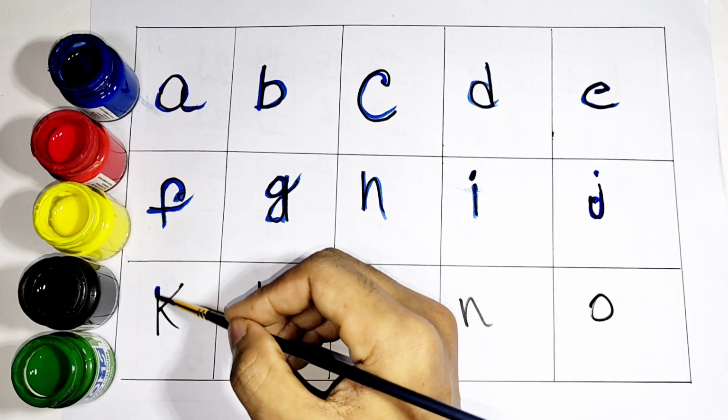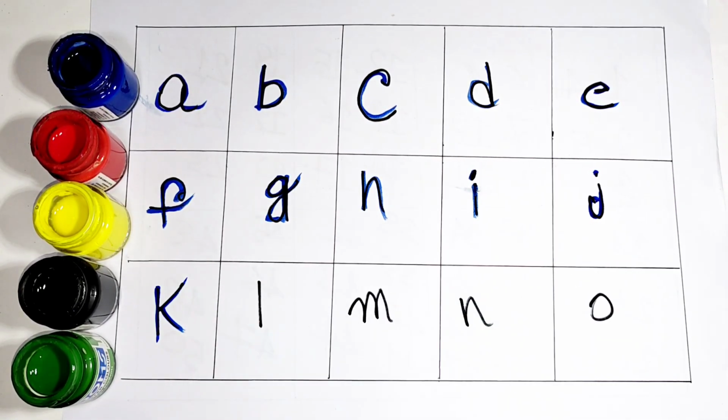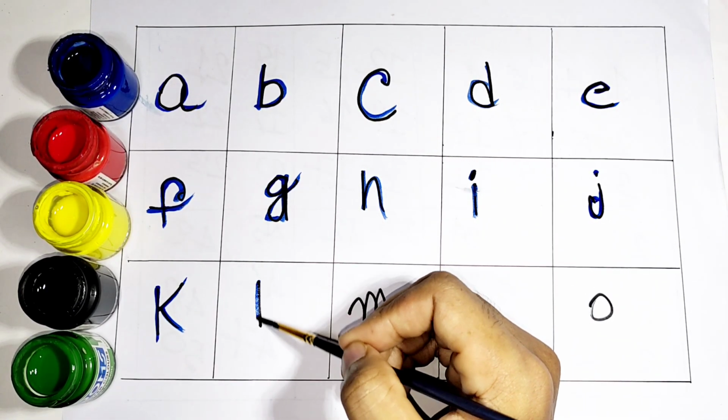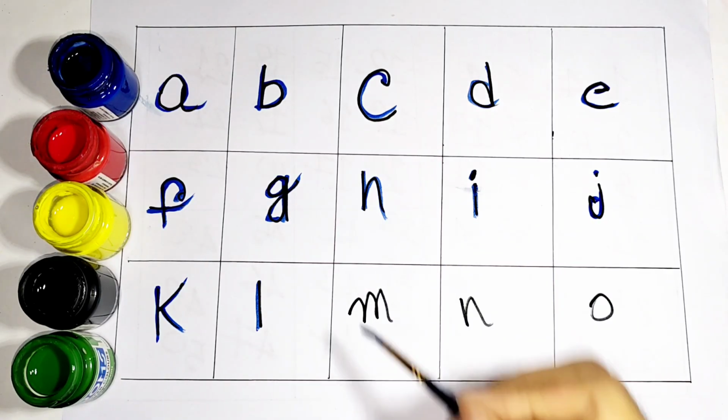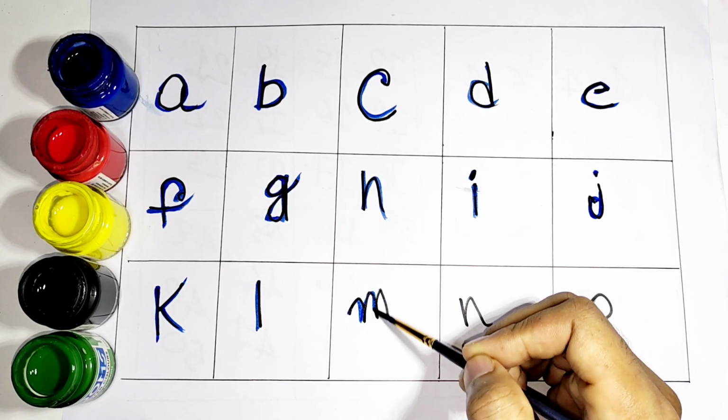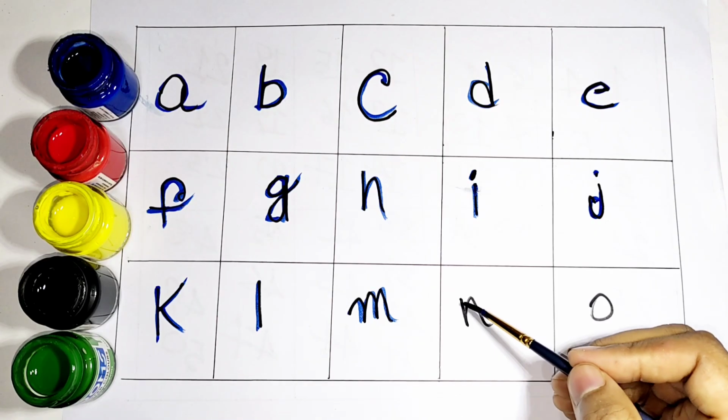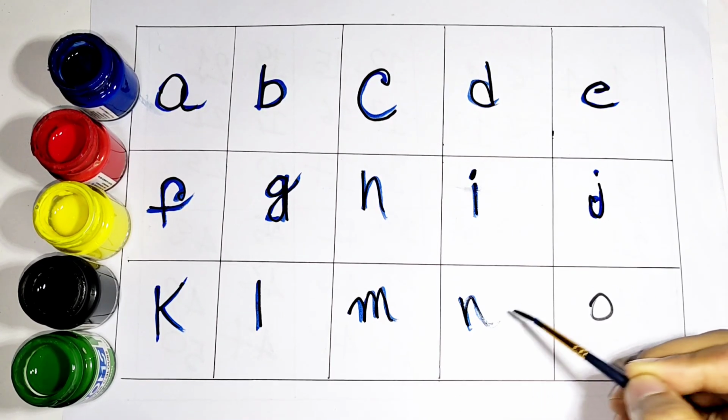And the next one is K. K for king, K for kite. The next one is L. L for lion, L for lemon. And the next one is M. M for moon, M for mangoes.